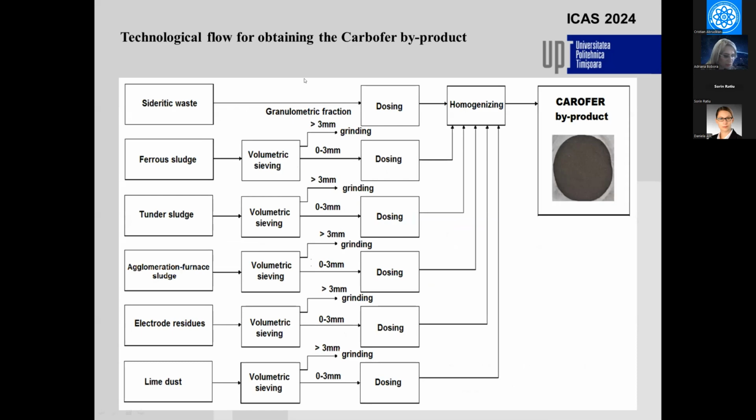Through this scheme, we present the technological flow for obtaining the carbon byproduct: siderite waste, ferrous sludge, thunder sludge, agglomeration sludge, electrode residues, and lime dust. Through volumetric sieving, we obtain the granulometric fraction over 3 millimeters, followed by grading, dosing, and homogenizing, and the carbon byproduct is obtained.